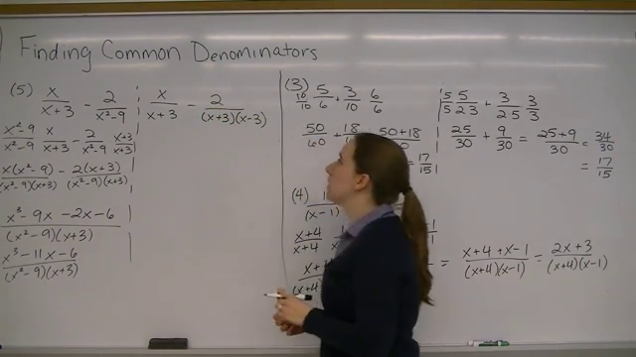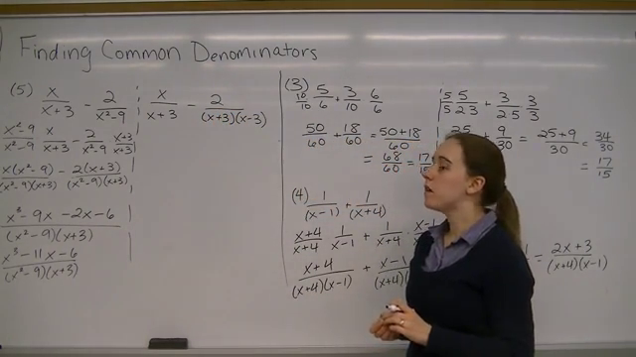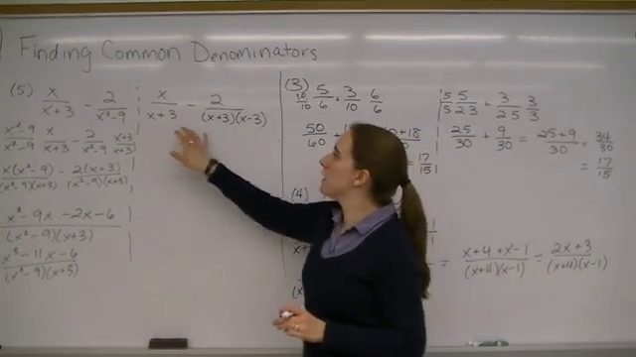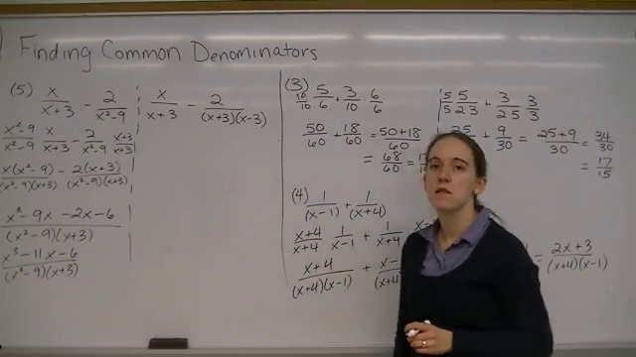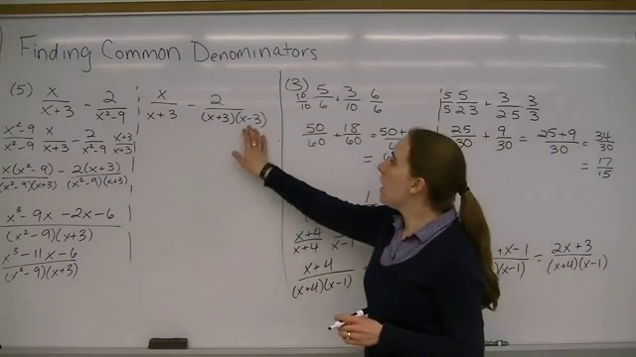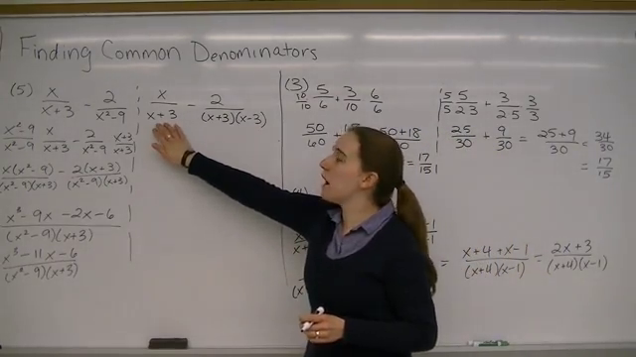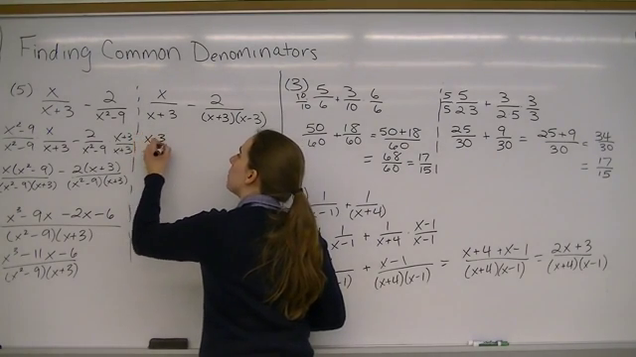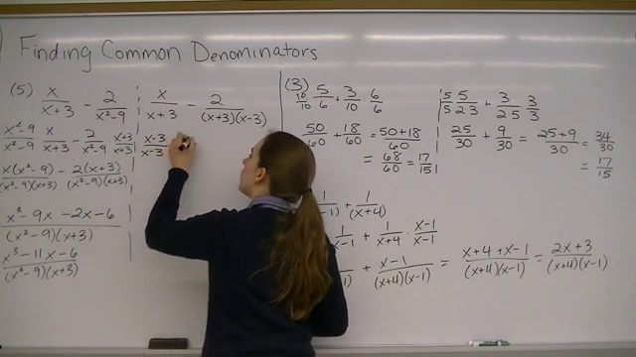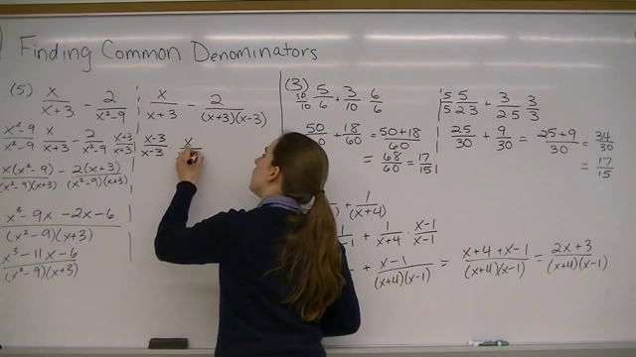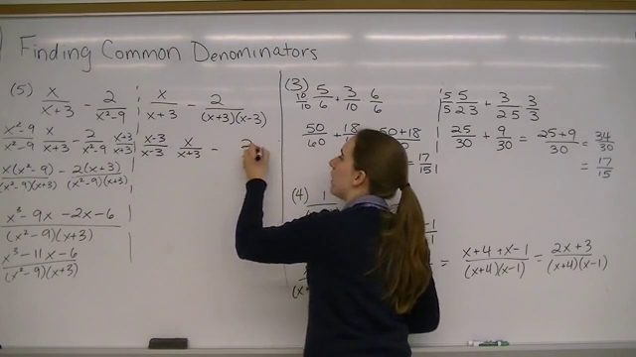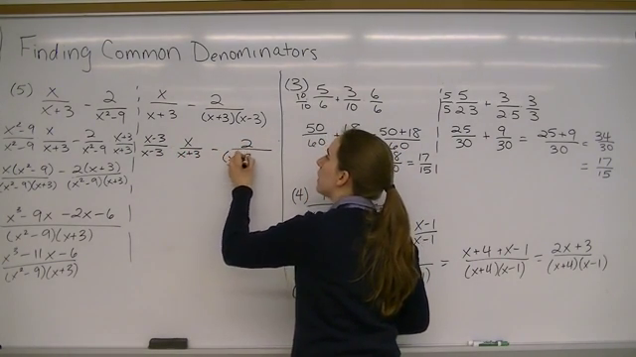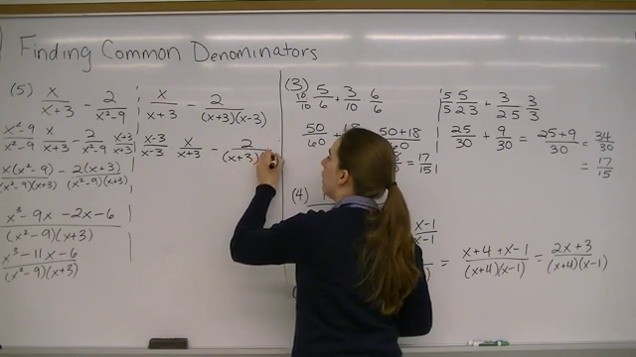So I have x plus 3 times x minus 3. So I have a matching factor of x plus 3 in both denominators. So all I need to do is get an x minus 3 into this denominator. So I need to multiply by x minus 3 over itself. And then that second fraction is all set. It already has both pieces of the denominator.